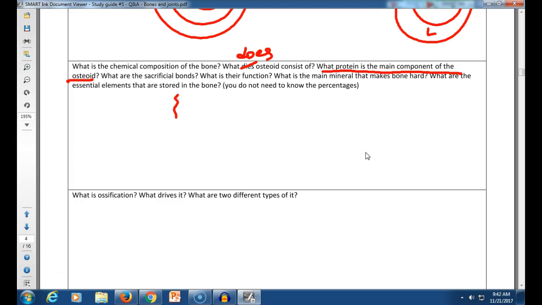Think about this. You have those collagen fibers, and in between them, there are proteins. Collagen fibers, what are they connected by? Sacrificial bonds, right? What's the function of these bonds?